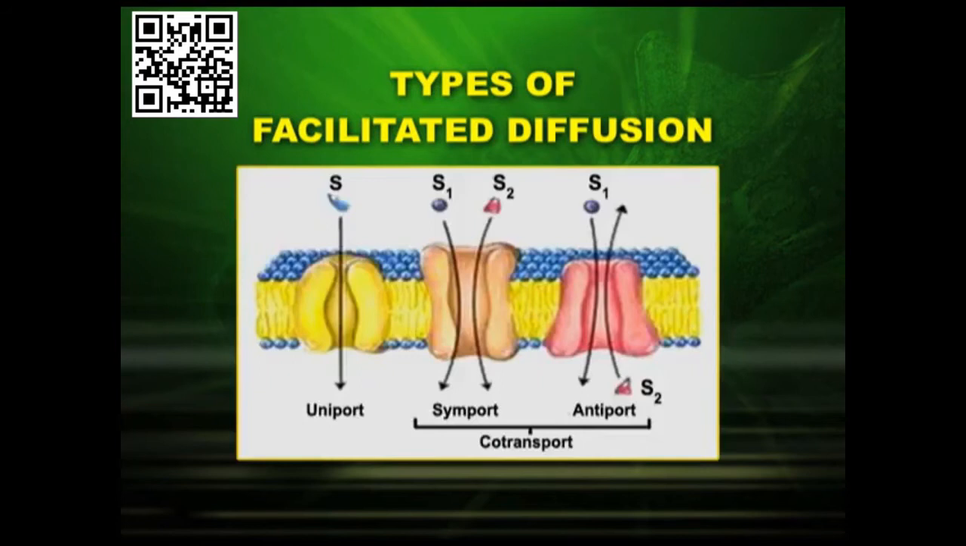Now, in the diagram we see, in the case of uniport, one type of solute particle passes through the plasma membrane. In the case of symport and antiport, which are the two types of co-transport, in symport, the two solute molecules cross the plasma membrane in the same direction. On the other hand, in antiport, two different kinds of solute molecules pass in the opposite direction.